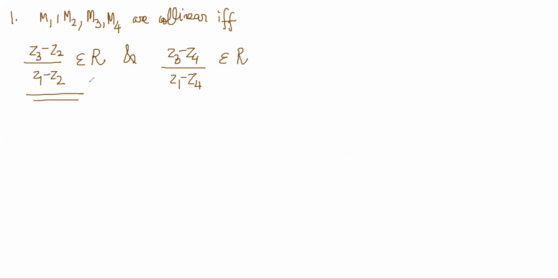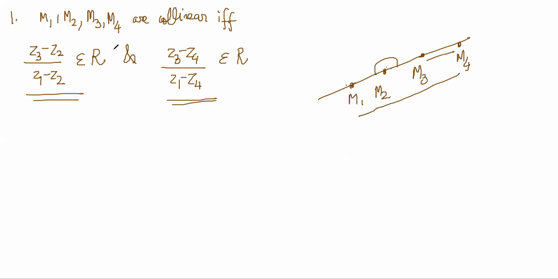Aren't they individually also, these two things are also real, no? Because each angle is either 0 or pi, right? Yes, sir. This is the M3, M2, M1 angle. M3, M2, M1, either it will be 0 or pi. This is pi. And this is M3, M4, M1, this is a 0-degree angle. So in this case, individually, these two things are also real.